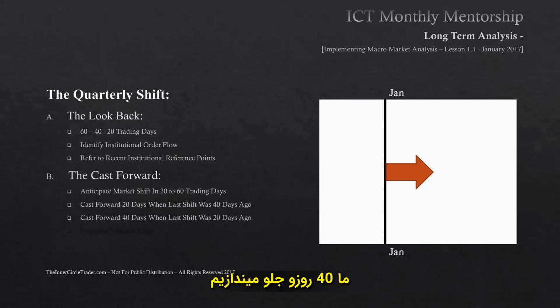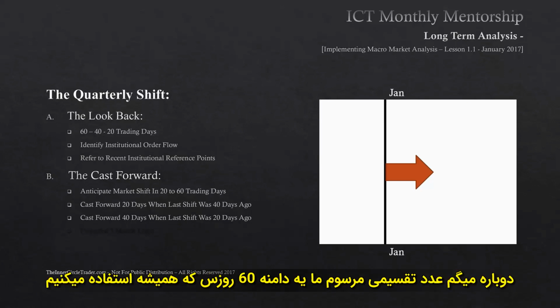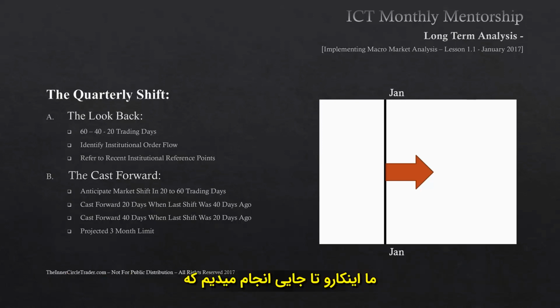We cast forward 40 days when the last shift was 20 days ago. Again, the common denominator is it's 60 days of range that we're always using. We do this until we reach the extreme of the projected 3-month limit. In other words, where there would be another vertical line drawn on our chart capping 3 months.